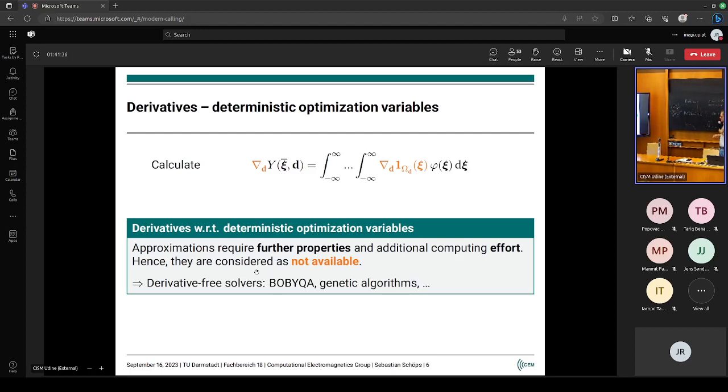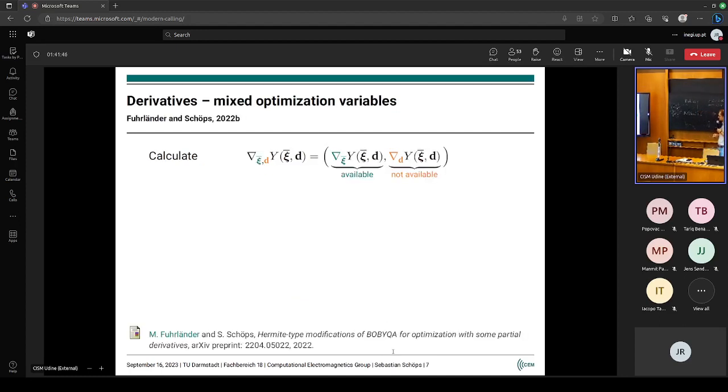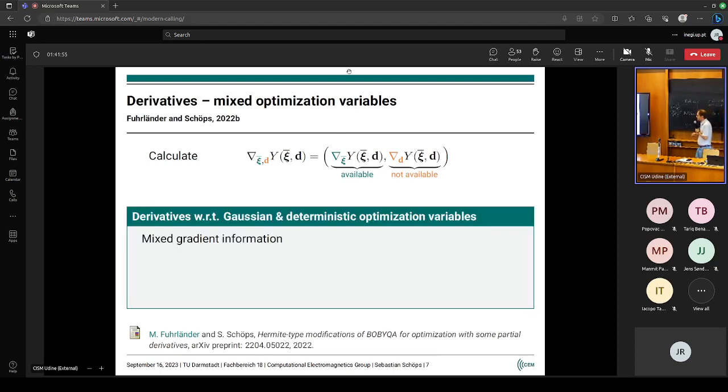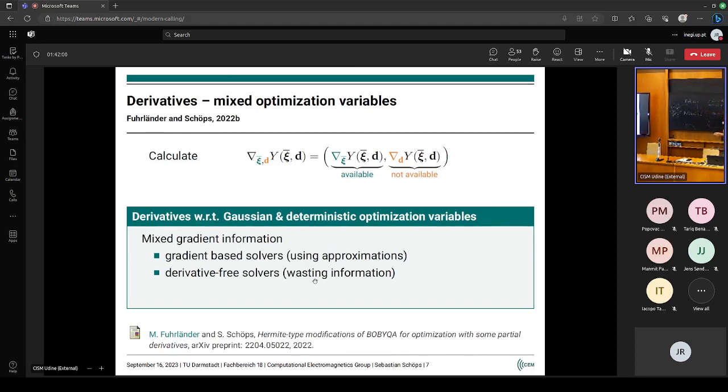I told you BobbyQA, for example, is an algorithm that doesn't require derivatives, so that would be nice. But on the other hand, it's a pity if you use BobbyQA, we cannot make use of the derivatives we have at hand. So very often, in many cases we have seen, you have derivatives of some part of the variables and some you don't. And then there are different choices: you can use derivative-free solvers, but then you waste information, or you use gradient-based solvers and do finite differences. Or we do this kind of Hermite BobbyQA I advertised that we developed.